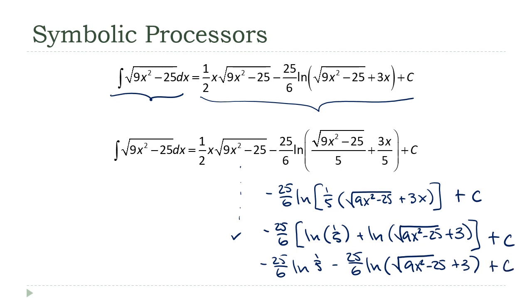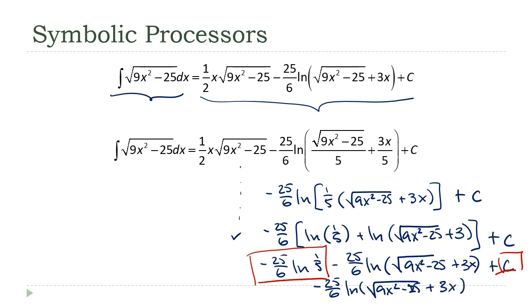Now look at this bit here. That's a constant, right? So if I add this constant to my constant down here, I get another constant. So let's combine those two together, call it a new constant d, and all that's left now is minus 25/6 log of the square root of 9x squared minus 25 plus 3x, and I'm going to slip the x that I left out back in there. Closed all my parentheses, plus a new constant d.